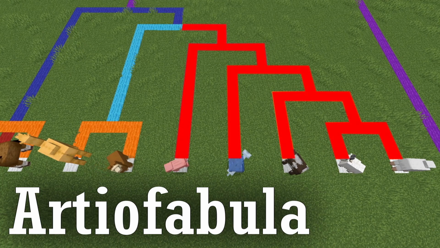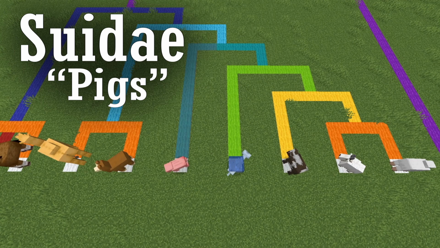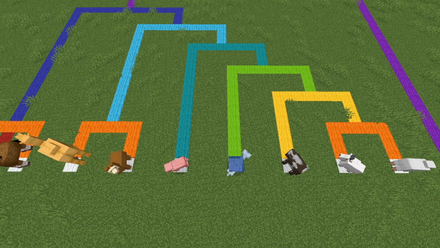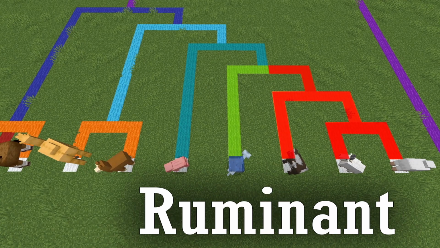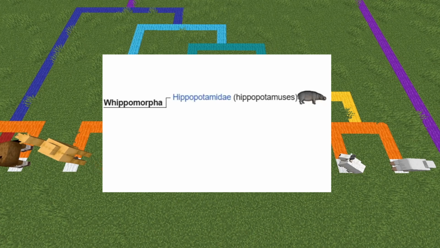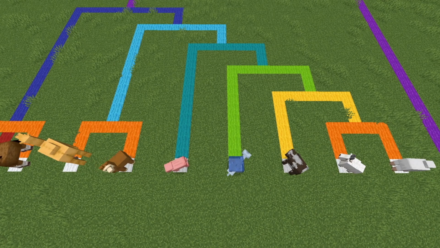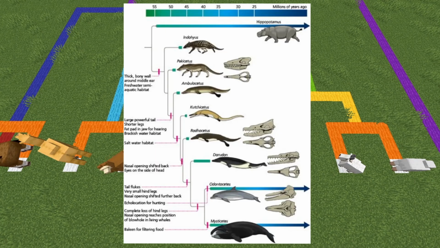Continuing along this side, this thing subdivides into pigs and then everything else. Continuing, we get a subdivision between the whippomorphs and the ruminants. Whippomorphs can be subdivided into hippos and cetaceans. The only cetacean in Minecraft is the dolphin. It's true that whales did evolve from hoofed animals, as you can see here.